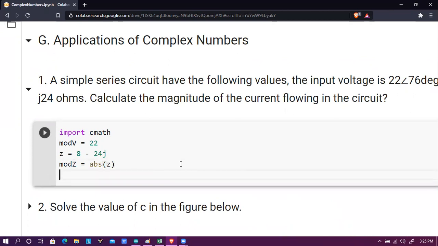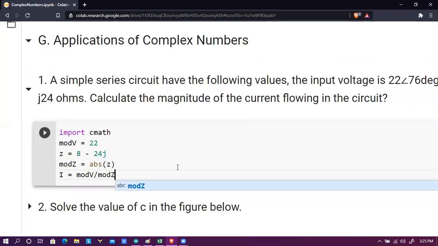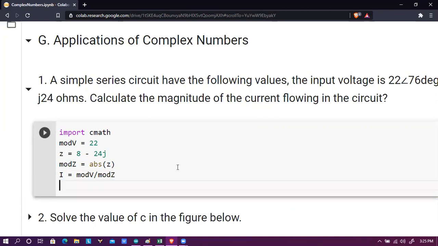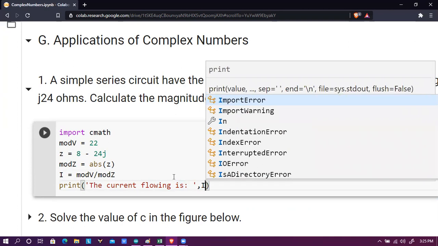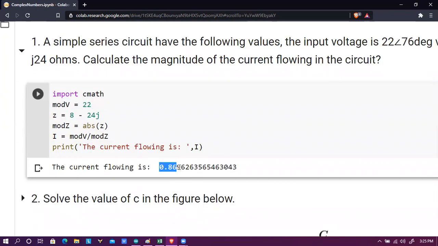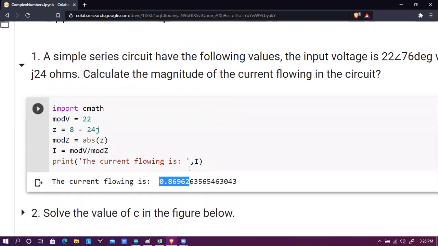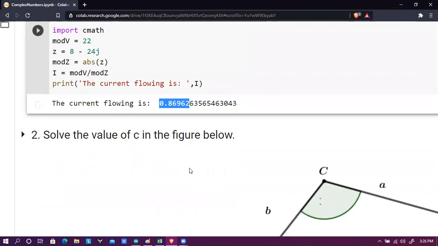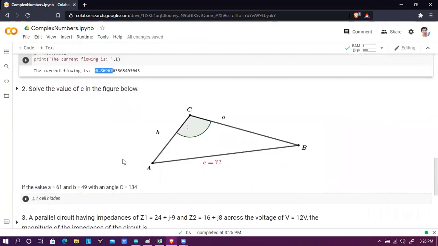Now, to solve for the magnitude of the current flowing, we can say I is equal to the modulus of V divided by modulus of Z. Okay, that's it. And then we are going to print the current. So the current flowing is I, that's the magnitude of your current. So let's print this one. So the current is 0.8696. So 0.87 is good. 0.87 is the correct answer if rounded off to the nearest two decimal places.